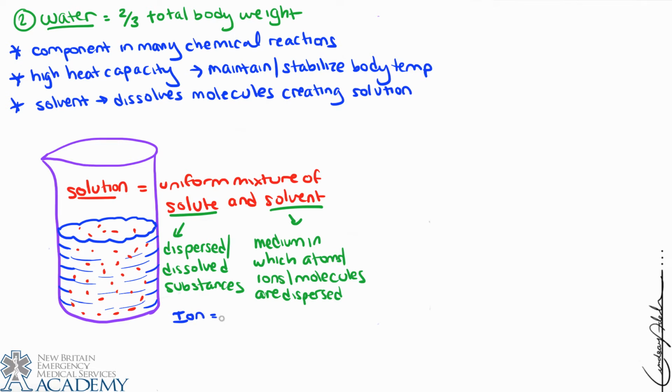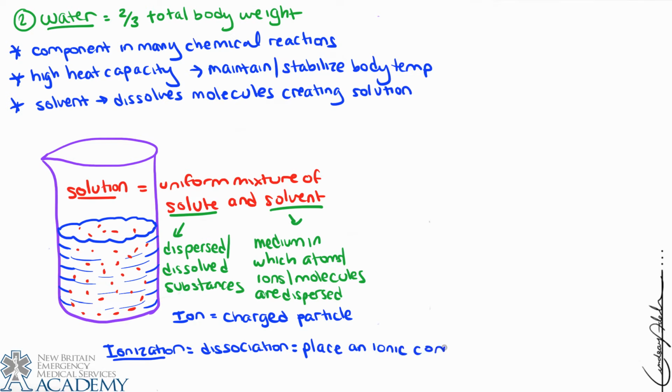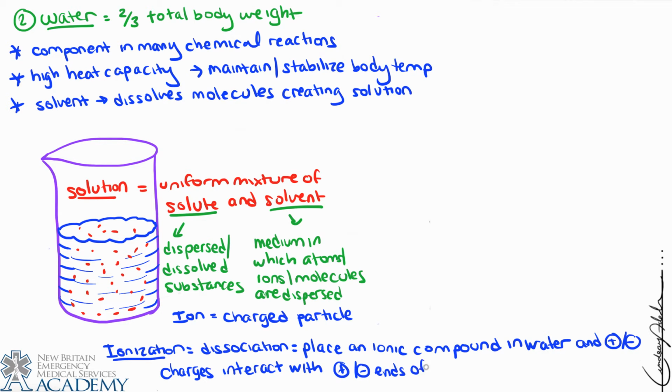Now, we mentioned previously that an ion is a charged particle, and when we talk about ions and ionic compounds, we also would like to talk about ionization. So ionization is equivalent to dissociation. It means that when we place an ionic compound in water, the ionic compound is going to separate, and the positive and negative charges associated with the ions will interact with the positive and negative ends of polar molecules. So we described initially something like salt. We'll use salt as our example here.